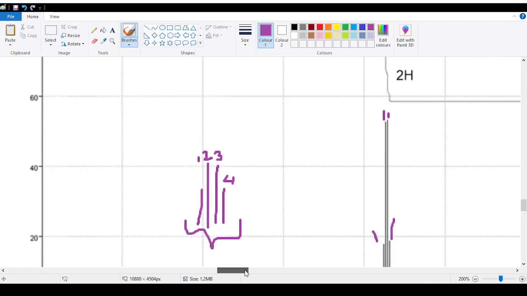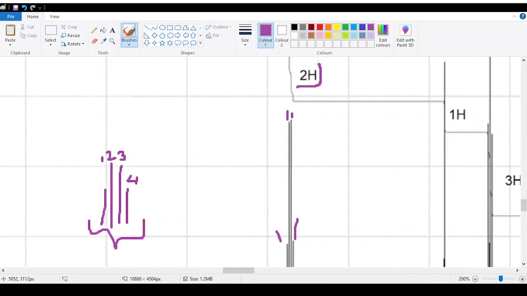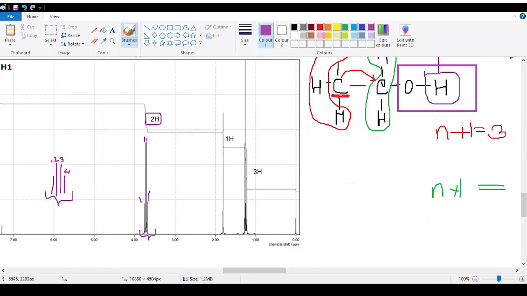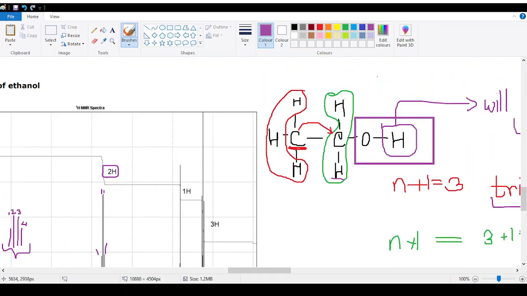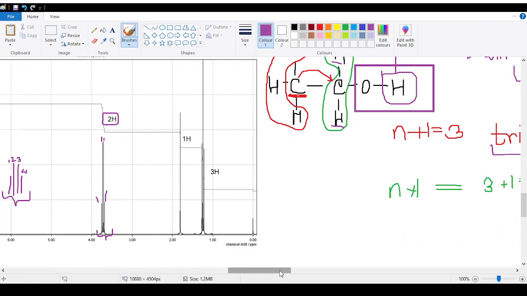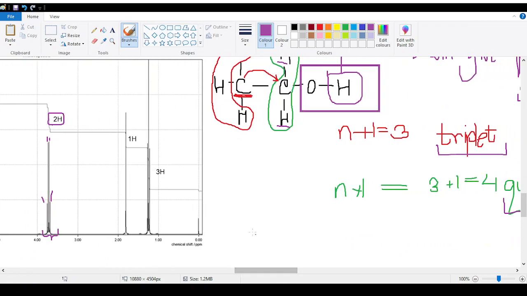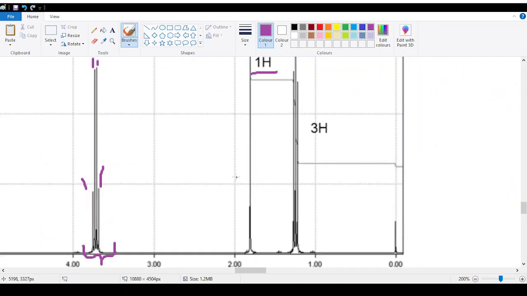And who is responsible for this pattern? The two hydrogen atoms, this one and this one. Remember the green color ones? There are two hydrogens themselves. And then one OH. One hydrogen is from this OH part. This hydrogen alone, you see, its pattern is not splitting. It's only one single line. If I look a little bit closer, it's just one single line, right?